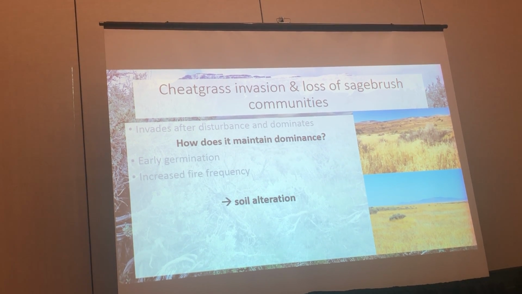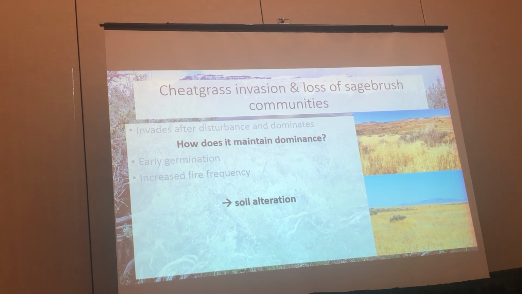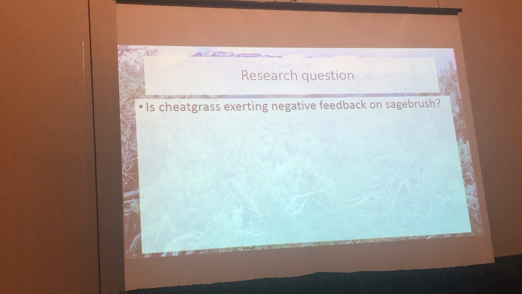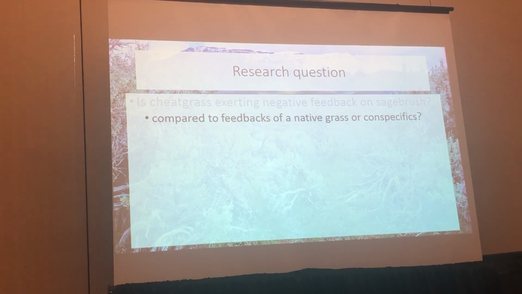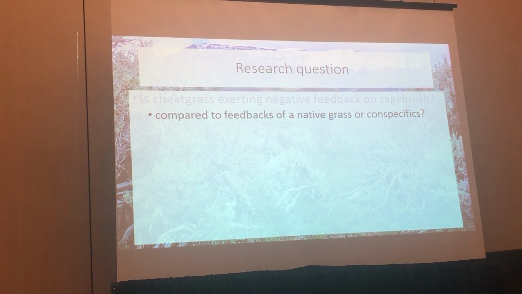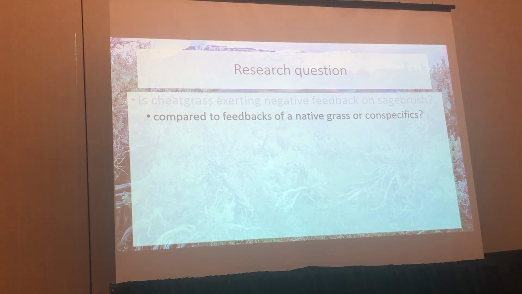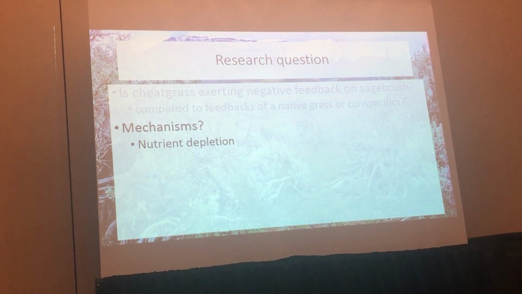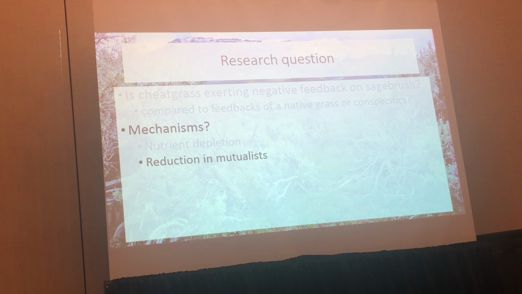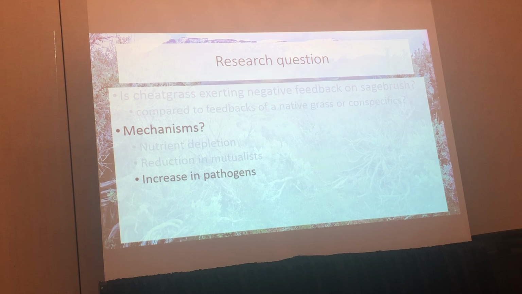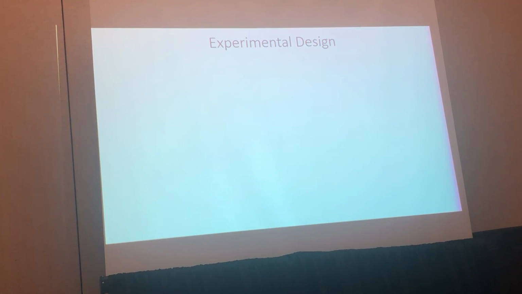But also, it's been suggested, and there's some evidence, that they're altering the soil through negative feedbacks. So this is what I wanted to look at. My research question: is cheatgrass exerting negative feedback on sagebrush? And how does that compare to feedbacks of a native grass or to conspecifics? So what kind of feedbacks does sagebrush have on itself? And then I wanted to follow up some mechanisms to explain that. Nutrient depletion was one that we looked at, and reduction in mutualists, and the increase in pathogens. So we were looking at fungi and bacteria.